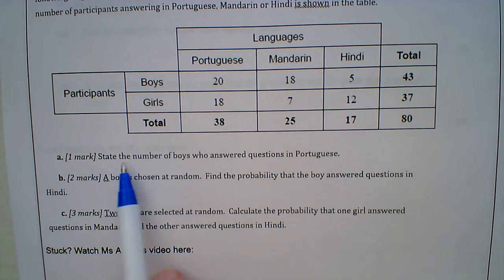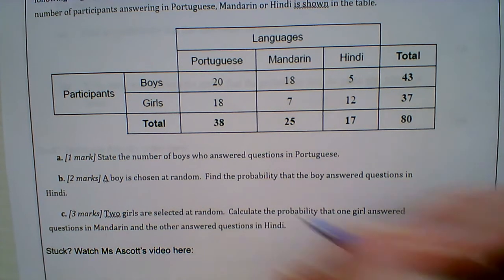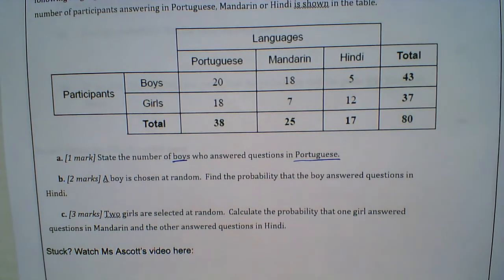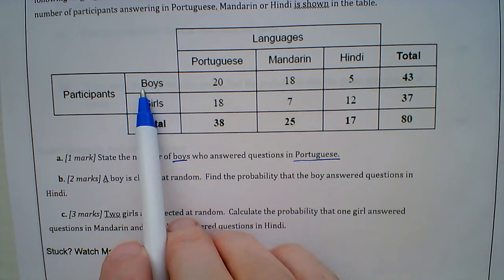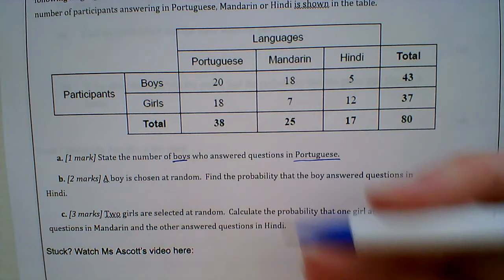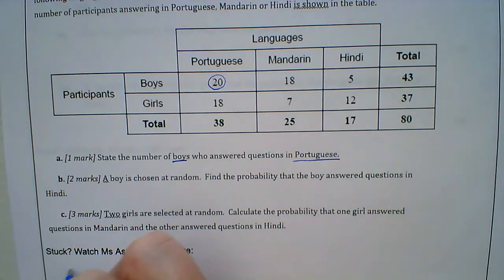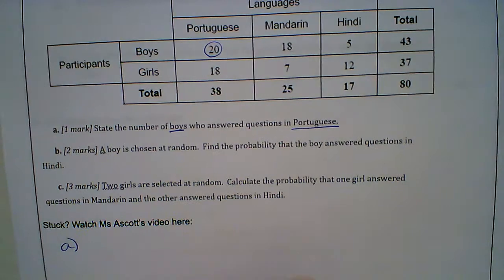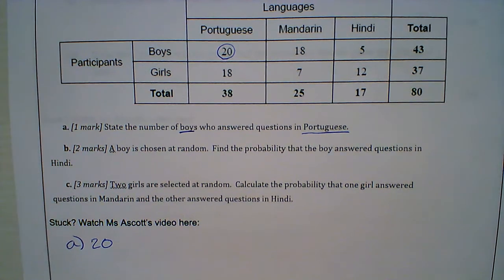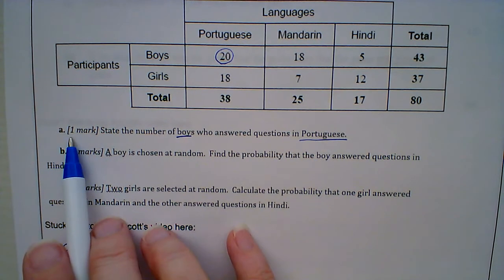Part A says state the number of boys who answered questions in Portuguese. All right, so I need boys and Portuguese. I'm going to go across for boys and look for Portuguese. The number of boys who answer in Portuguese is right there. Piece of cake. Part A is 20. Done deal. Now, that seems suspiciously easy, but I'm going to look and see that that is 1 mark.